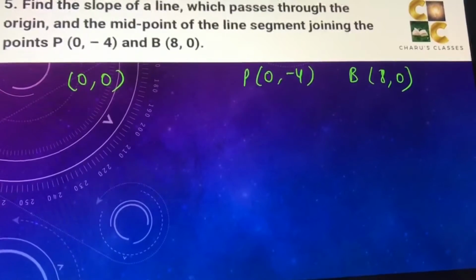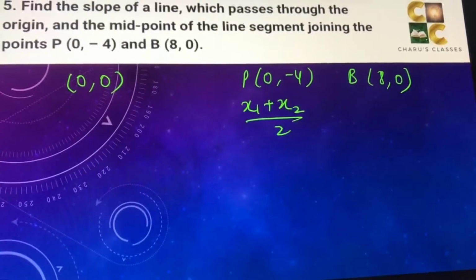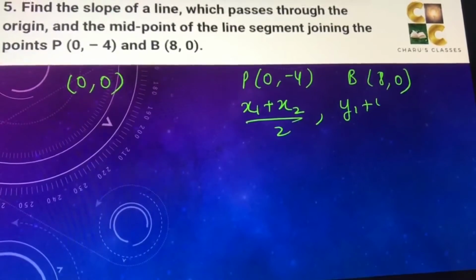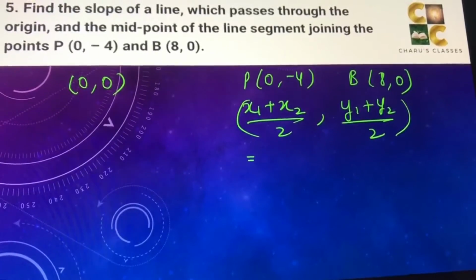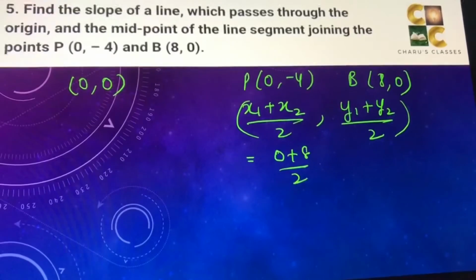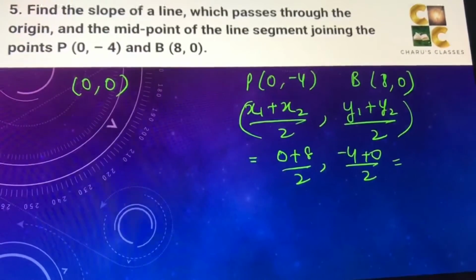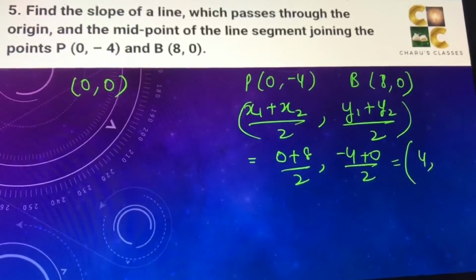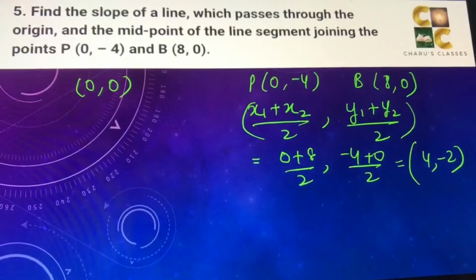So to find the midpoint, we know we use the formula x1 plus x2 by 2, y1 plus y2 by 2. These are the coordinates of the midpoint. So that will make it 0 plus 8 by 2 and minus 4 plus 0 by 2, which will give the coordinates as 4 and minus 2. This is the midpoint of P and B.